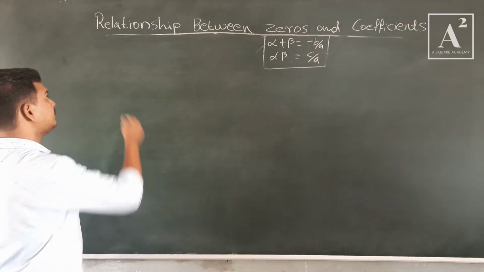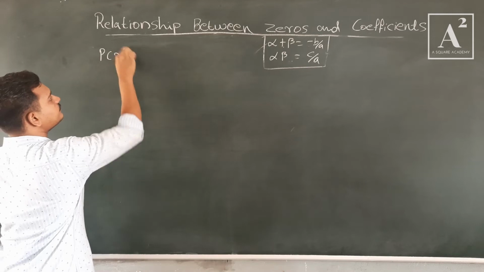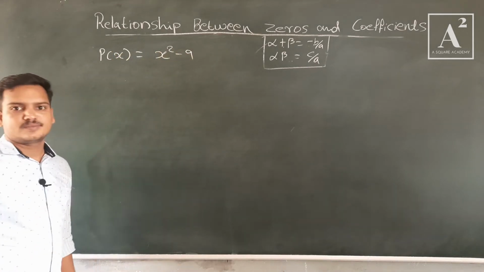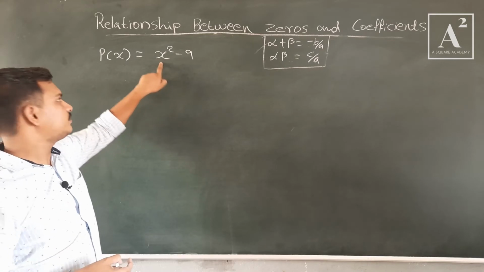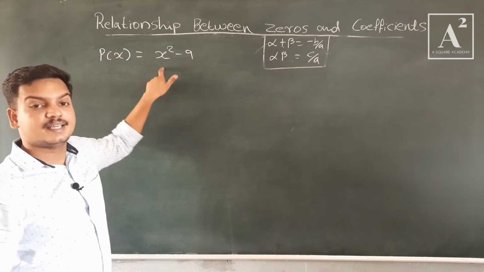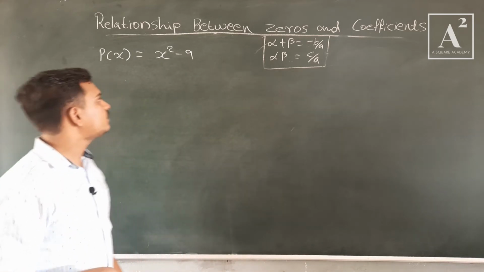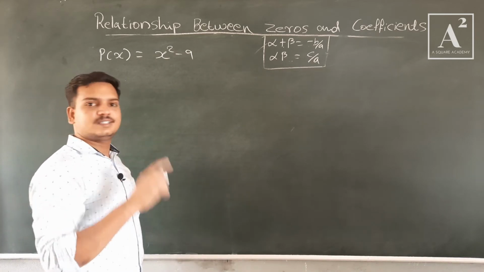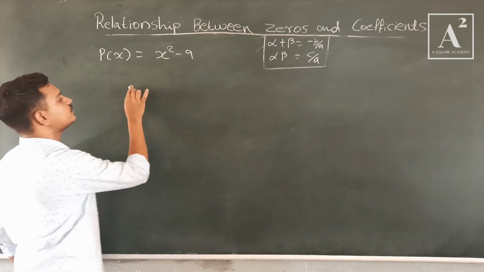Okay, another example, p of x is equal to x square minus 9. This is a quadratic polynomial because it has an x square term, so it is clearly a quadratic polynomial. So let's verify this. First of all, we can find the zeros of the polynomial.